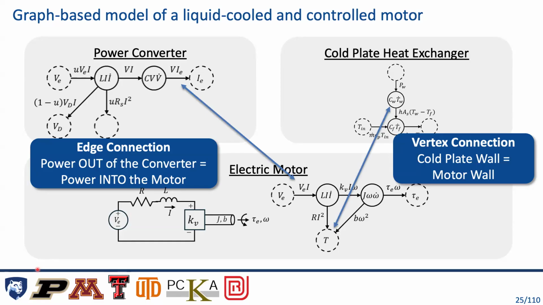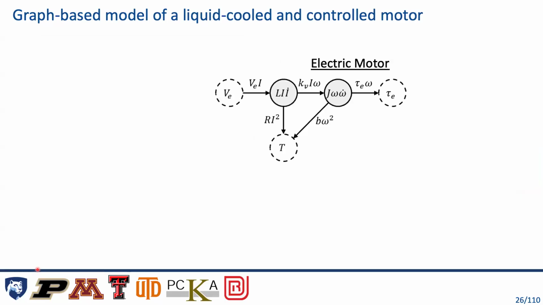That motor will generate heat, and it will impart that heat on the casing of that motor. The motor will start to physically get hot. That's the temperature state of the motor. But also, if you go over here and look at the cold plate, remember, it's got this brick of metal, right? So you can make this analogy that this cold plate wall, this chunk of metal, is the same thing as just the motor wall. And we can call that a vertex connection.